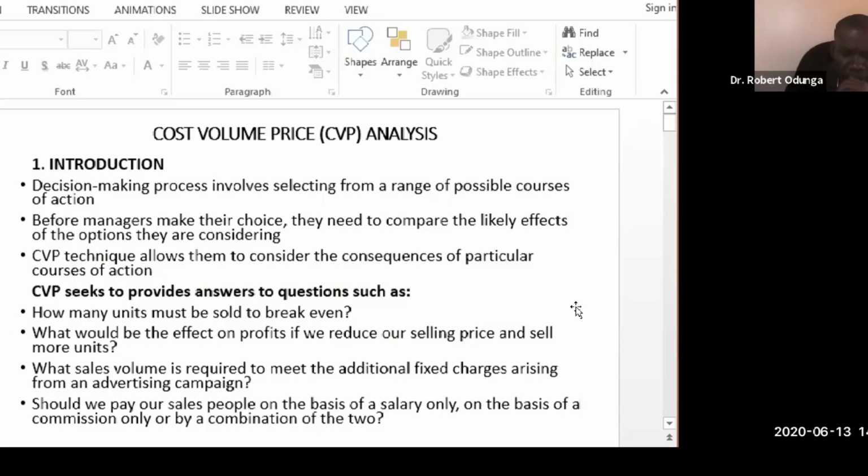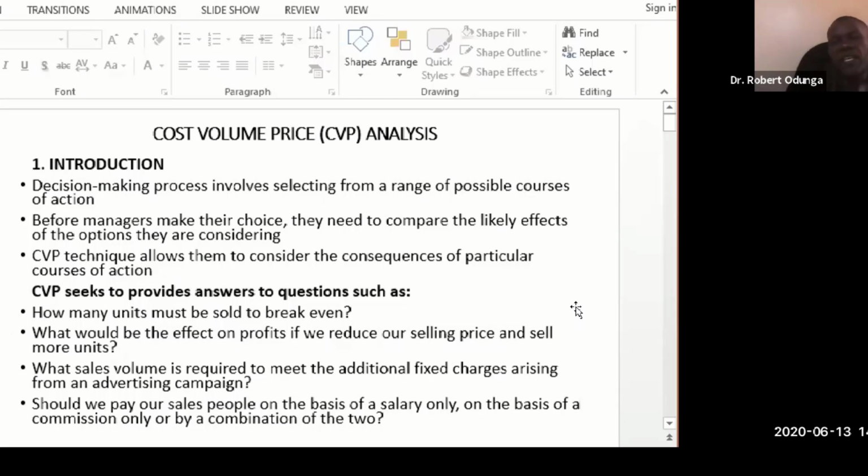Then thirdly, what sales volume is required to meet the additional fixed charges arising from an advertising campaign? All right. You realize that the benefits of an advertising campaign cannot be easily measured, but it takes some time for you to measure the gains of an advertising campaign. So the question of what sales volume is required to meet the additional fixed charges arising from it.